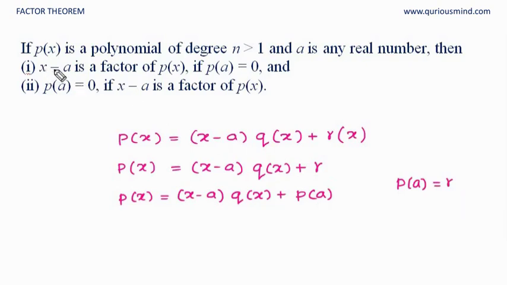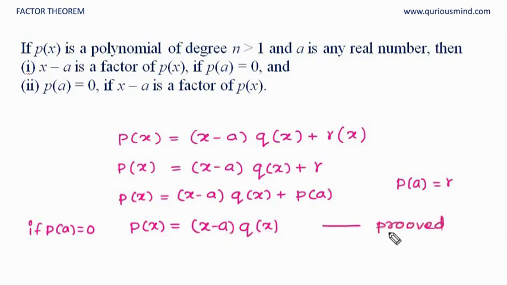And now let's look at the first part here. If P(a) is 0, then what will P(x) look like? P(x) will look like x minus a into Q(x), because P(a) is 0. And that shows that x minus a is a factor. Correct? It is a factor because it is the multiplication of x minus a and Q(x). So these two are factors of P(x). So it is proved. The first thing is proved.